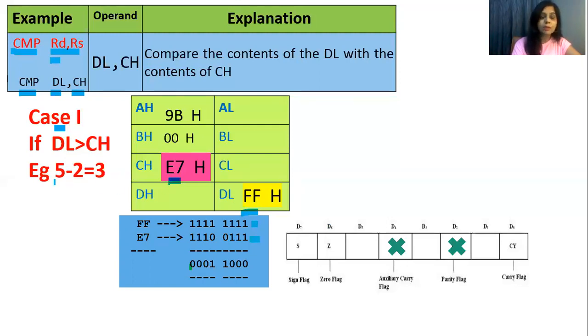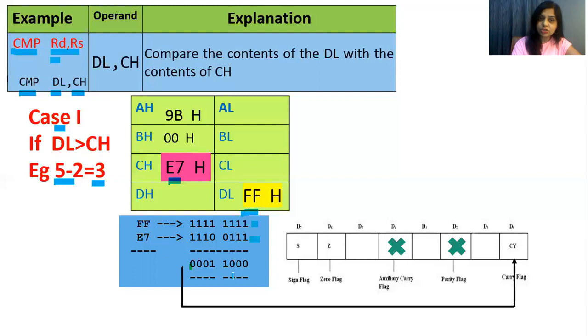Now let's take a simple example. Like DL holds a greater number than CH. Suppose this is 5 and CH holds 2. When it is 5 minus 2, then no borrow will generate and the result is positive. Since no borrow is generated, the carry flag will be 0. Since the result is non-zero, the zero flag will be 0.